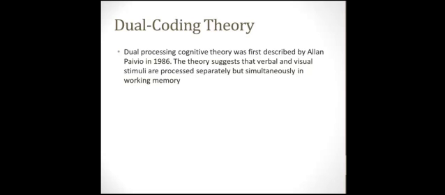Dual coding theory. Dual processing cognitive theory was first described by Allan Paivio in 1986. The theory suggests that verbal and visual stimuli are processed separately but simultaneously in working memory.